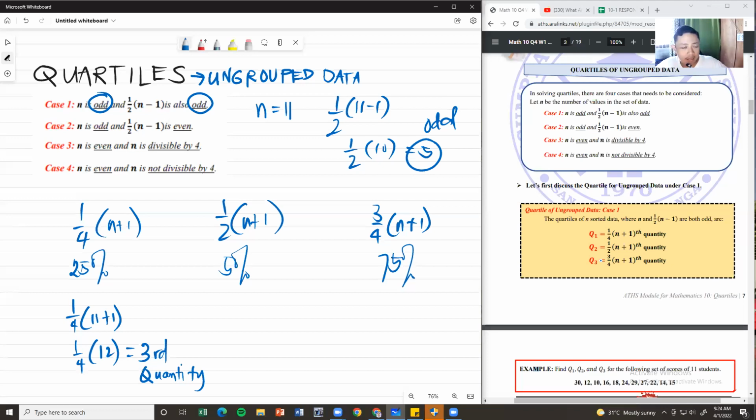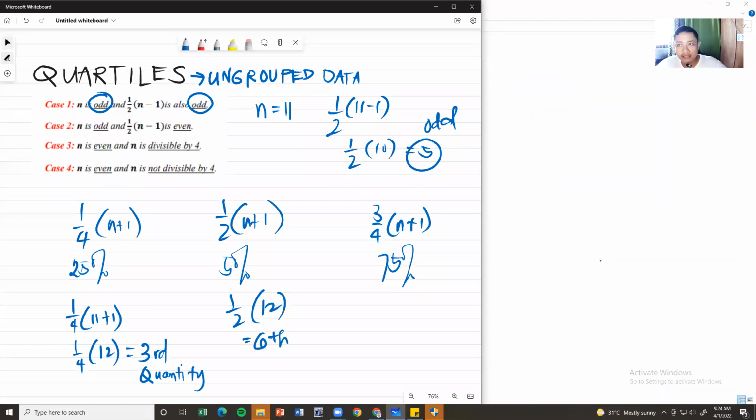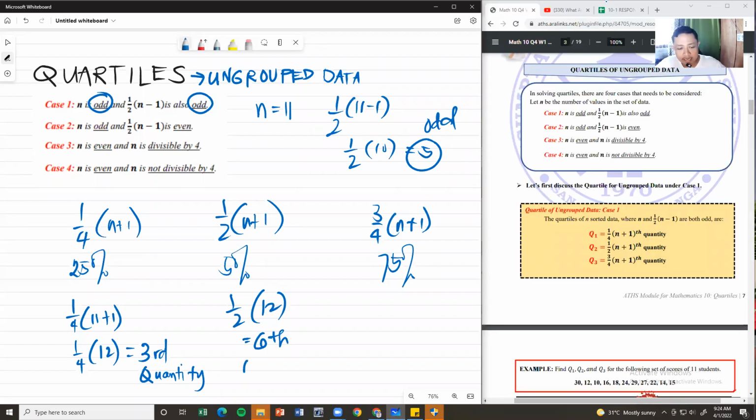For the 1/2, that's 1/2 times 12, that is 6. So that is the sixth quantity. That is our quartile 2. And of course, for 3/4 times 12, we will have here 3 times 3. That is the 9th quantity.